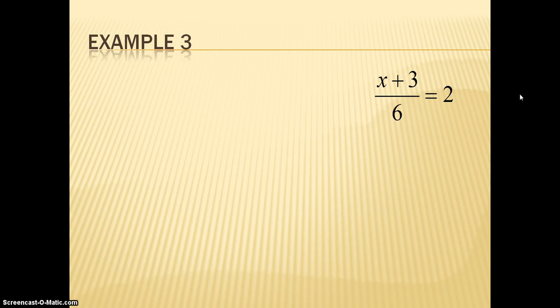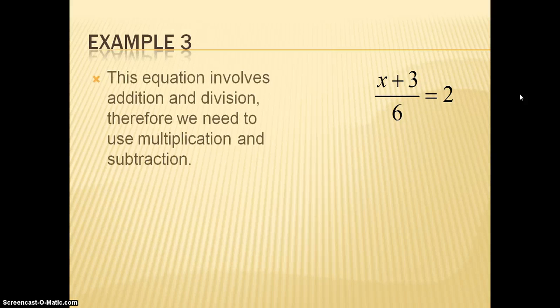Okay, so to identify what we have here, we have x plus 3, and we also have divided by 6. So now this one is using addition and division, so we're going to have to use multiplying and we're going to have to use subtraction. Now keep in mind that there's a complete difference between this one and the last one based upon what the fraction looks like.